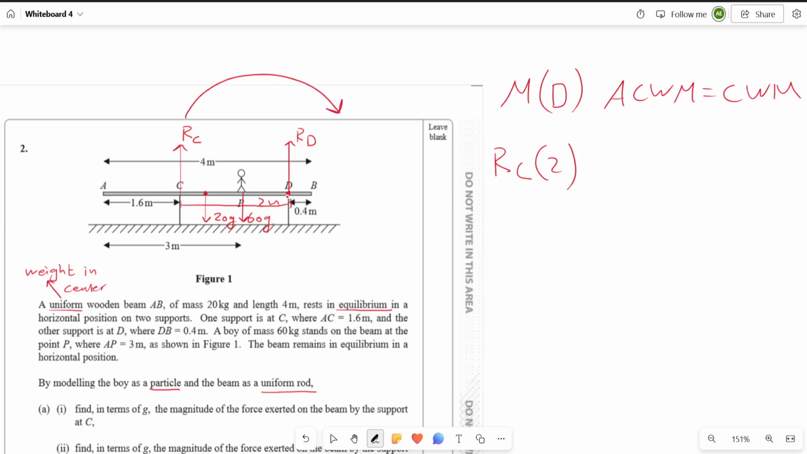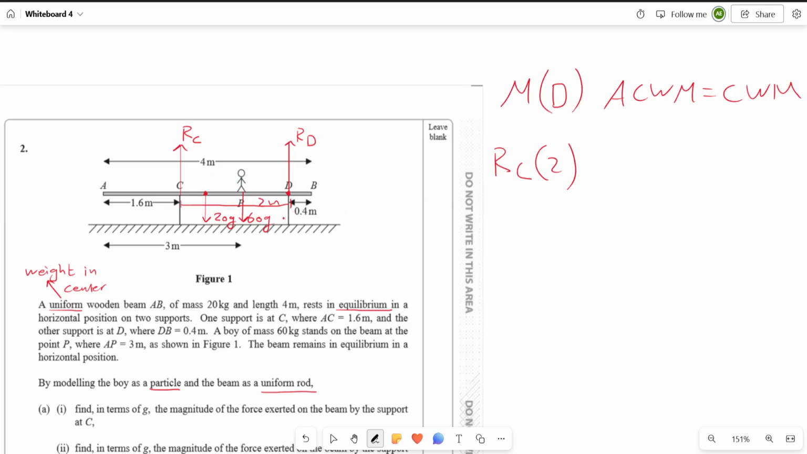If I pin my beam at point D, what I like to do is put my finger on point D and try to lift from point C. How is my rod going to rotate? Obviously, it's going to rotate this way. So this is a clockwise moment.